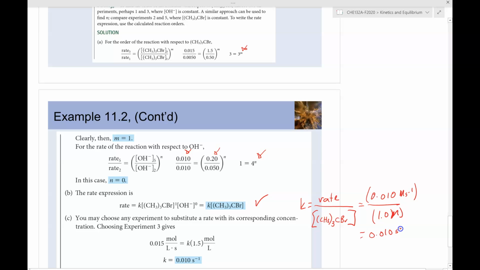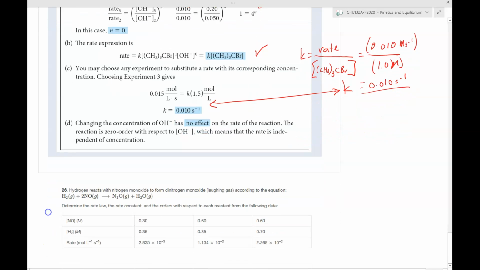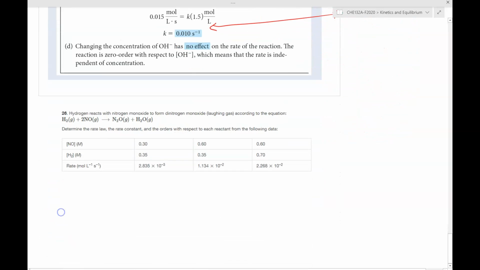So I get 0.010 reciprocal seconds as my value of k, which is consistent with what they got. And again, it may be that this is made up data if it's behaving that nicely. Here is an example from the OpenStax textbooks, number 26.